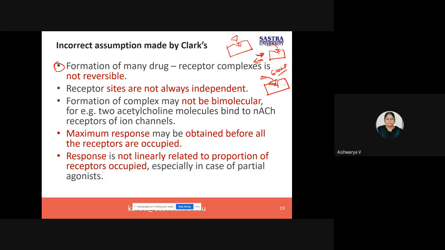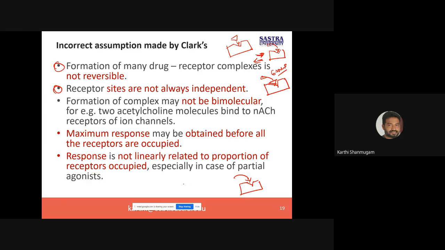Yes, sir. Yes, right. So the second basic assumption he made that is wrong concerns the receptor. According to Clark, the receptor binding site is always independent, right? What he says is that if there is a receptor, its binding site will always be empty, but that is not true. Maybe some other molecule may already be occupying it. I'll just give one example, so you can easily understand.